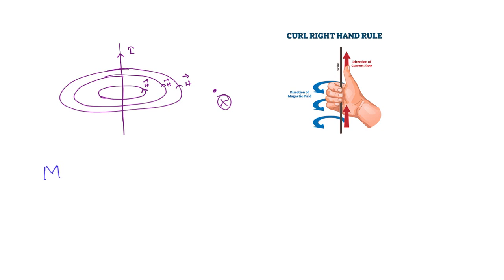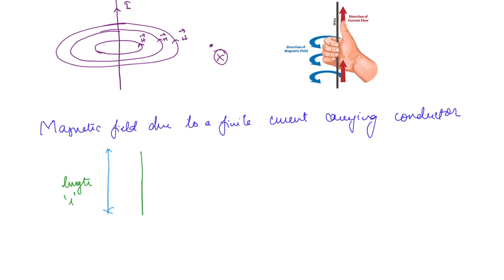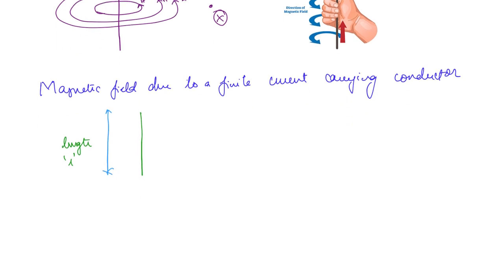Now we will see what is the magnetic field due to a finite current carrying conductor, okay. Finite means nothing but it has a finite length. So we will consider there is a conductor here. Let us say the length is L. So this length here, okay, so that is L. Now we want to find out the magnetic field due to this conductor at, say, point P. This is the point P, okay.